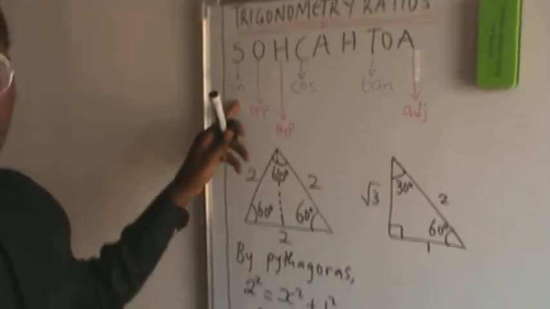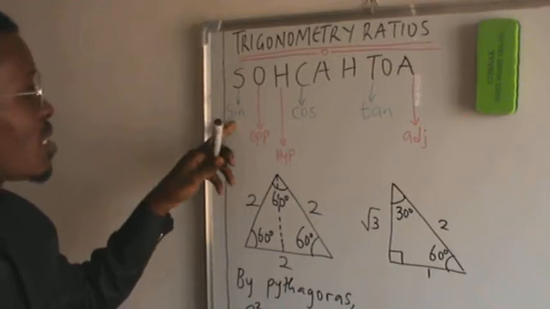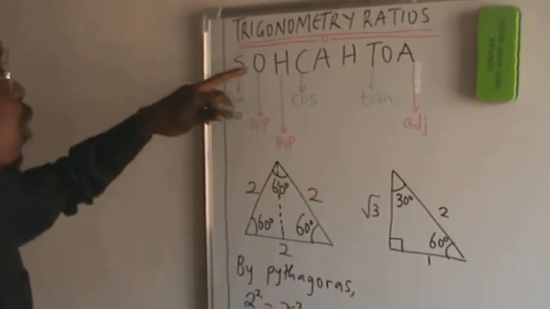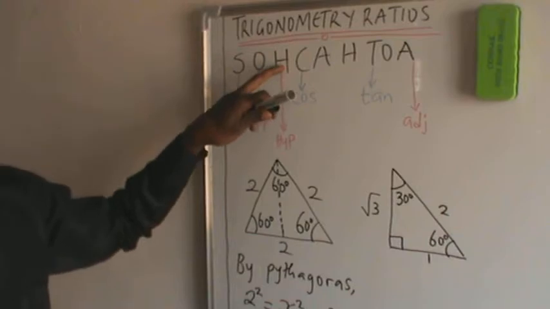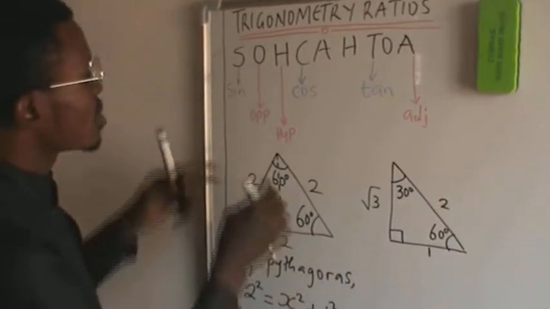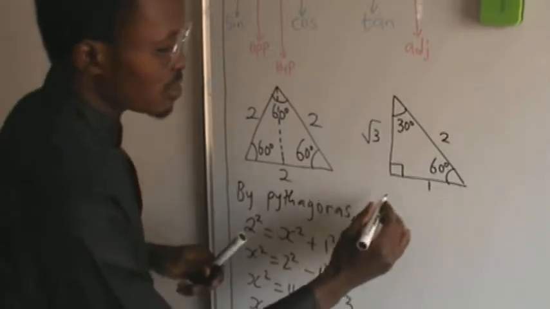How do we now get the values of the ratios? Now for sine, this is the formula like I said. S here is given by opposite over hypotenuse. Sine is opposite over hypotenuse. Sine of an angle, let's start with 30 degrees.